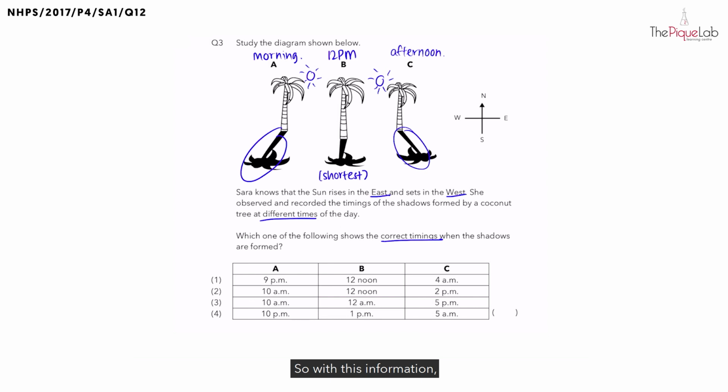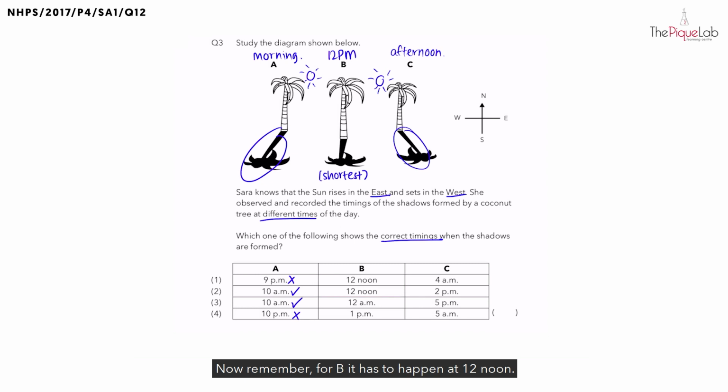So with this information, we should be able to get our answer. Remember, for A, it needs to be in the morning. That means we cannot have 9 p.m. as an answer. 10 a.m. is possible, and 10 p.m. is at night. It's definitely not in the morning. So we're left with option 2 and 3.